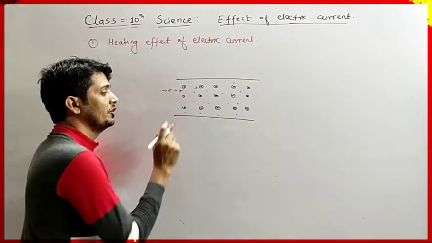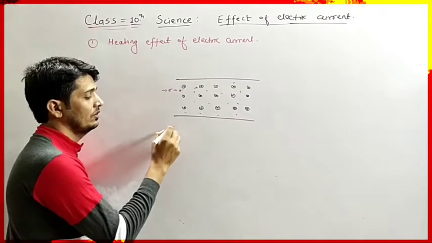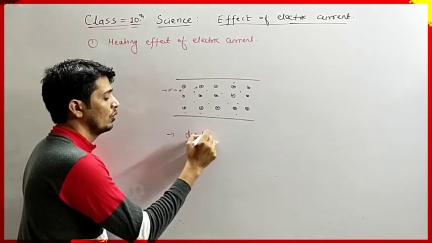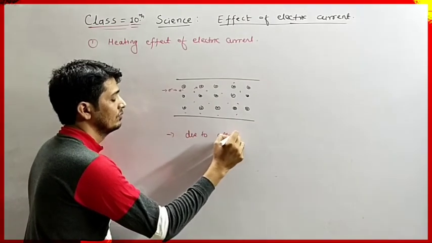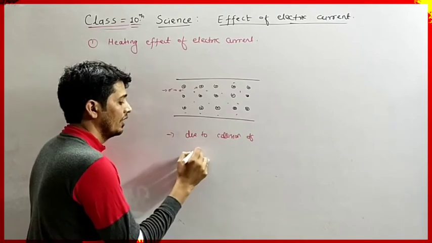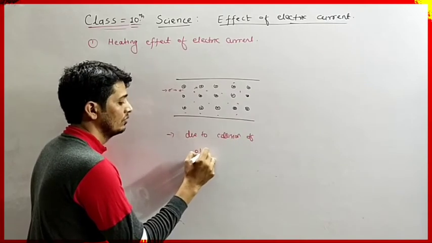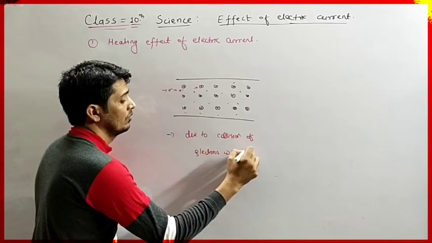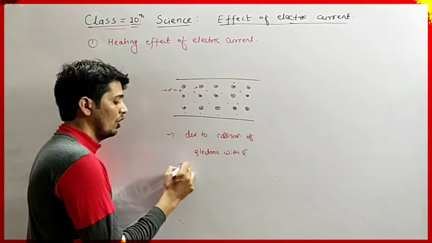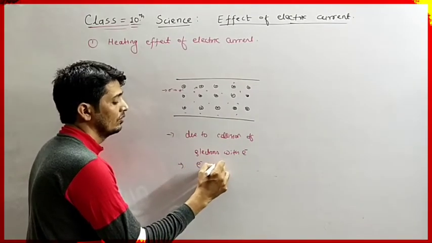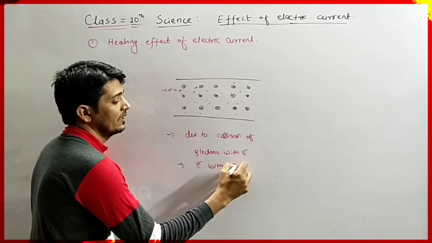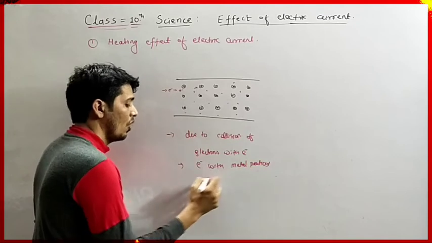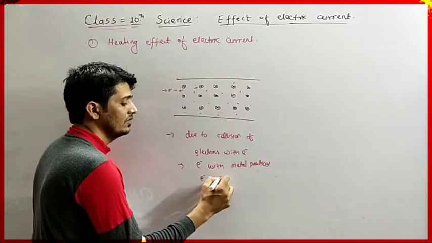When electrons collide, we have to write one by one. Due to collision of electron with electron, or electron with metal particles, or electron with ions.